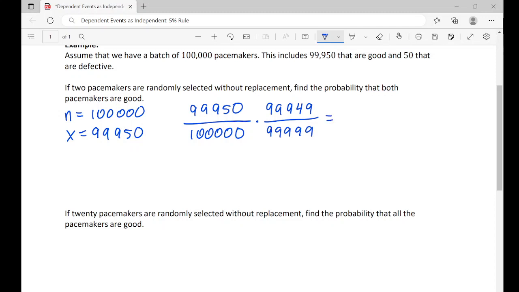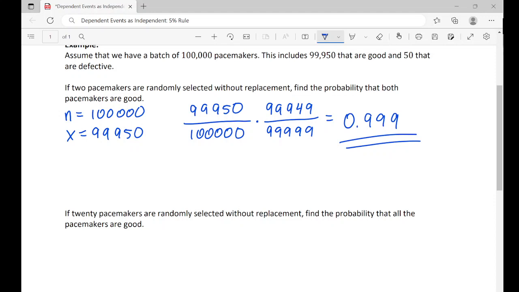And since we're only selecting 2, we're going to take these two numbers and multiply them together, which is going to give us 0.999. So the probability of selecting two pacemakers that are good is 0.999. Pretty much a certainty. Now again, we could have used the 5% guideline, but I wanted to do it for a different reason.